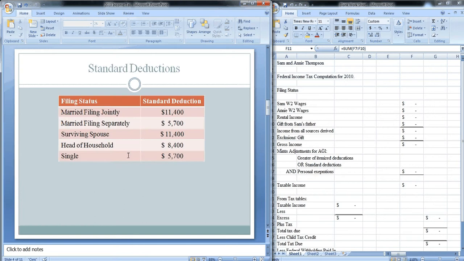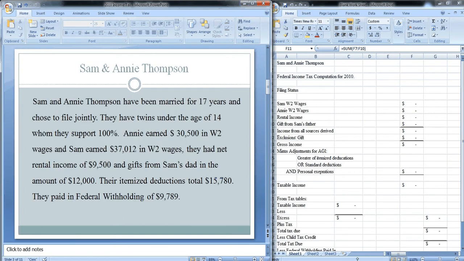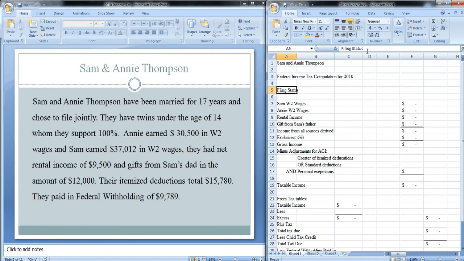Alright, let's go back up to the scenario and let's fill out this worksheet that I filled out. Alright, they're going to file jointly, so I'm going to put in here married filing jointly.